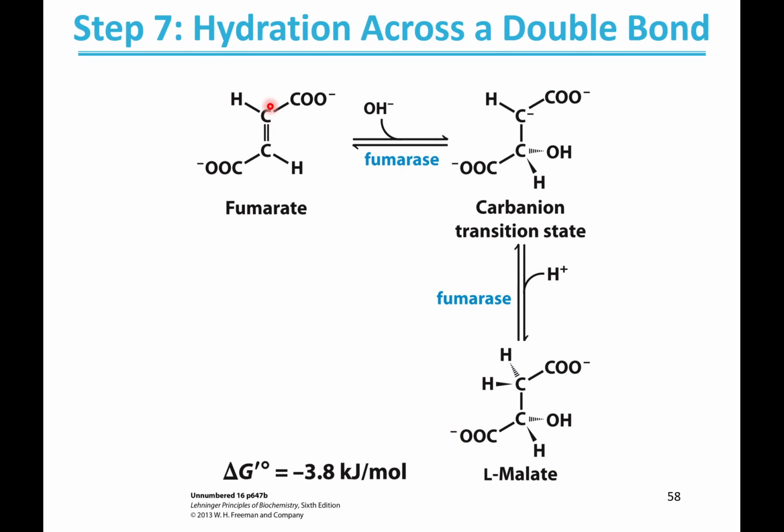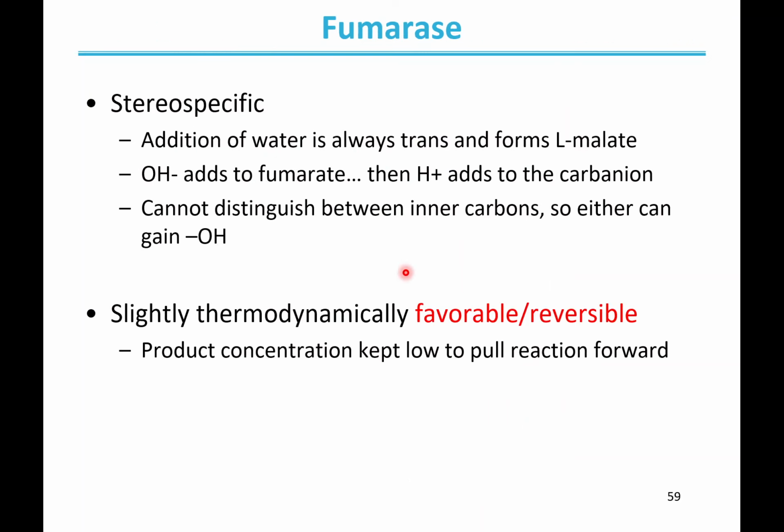You can't distinguish between the inner carbons, so either can gain the OH group. It's symmetric. And that's where you lose the ability to say which carbon is which, where it came from exactly, since you've lost that ability from succinate. This is slightly favorable and reversible, and again, product concentrations are kept low to pull the reaction forward.